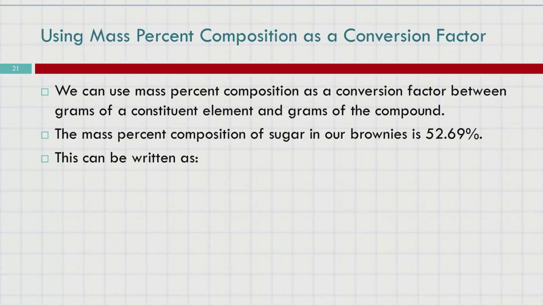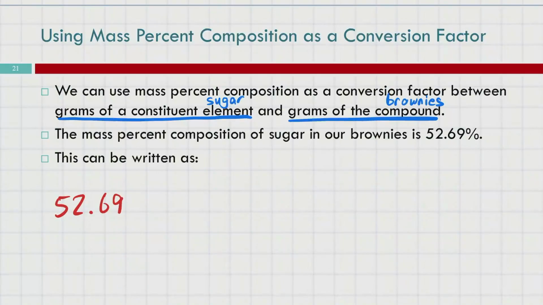All right, so we can use mass percent composition as a conversion factor. We can use this to convert between grams of an element and grams of a compound. In this case, we're using sugar in place of the element and brownies in place of the compound. So the mass percent composition of sugar in our brownies was about 52%. And there's a way that we can write this out that makes sense. My brain does this sort of automatically, so my apologies if the explanation isn't superb.